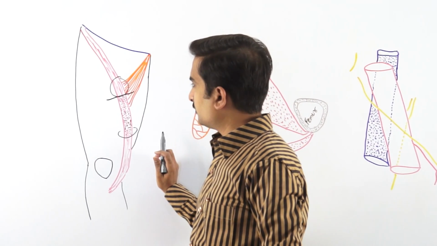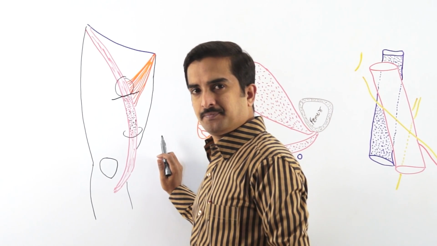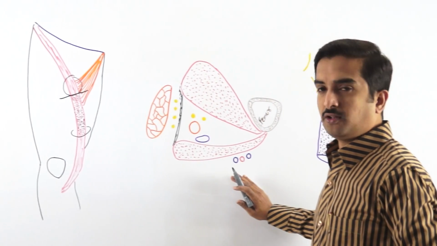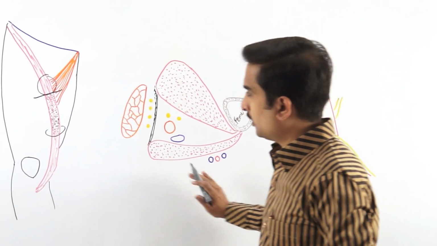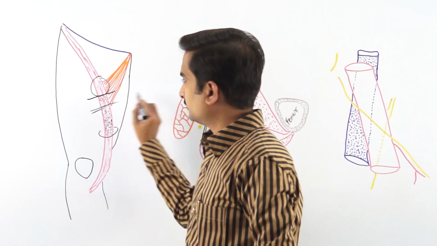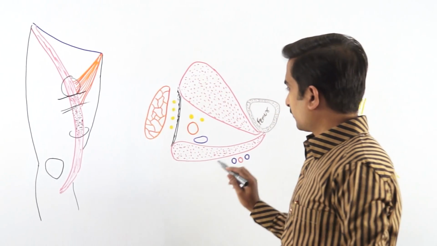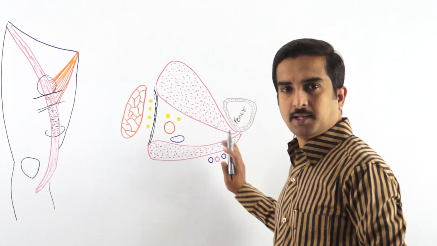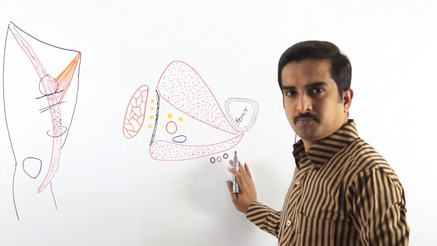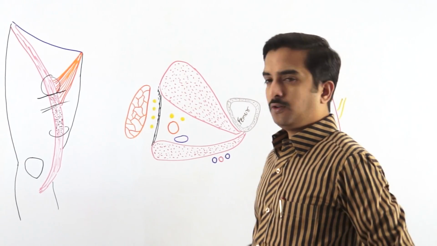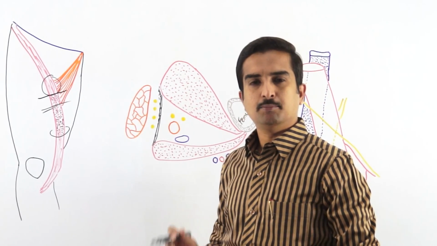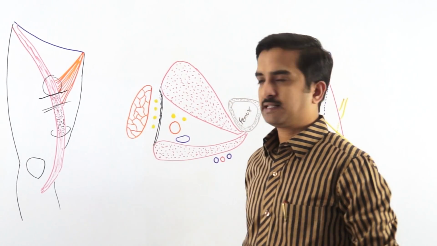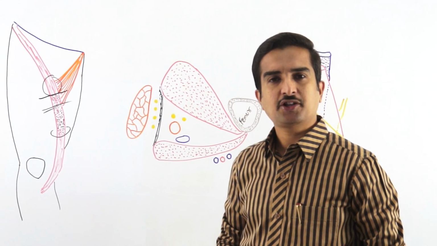For example, if you see this adductor canal in cross section, this is the cross section of the adductor canal in the upper part, where it is triangular in shape. So now we shall discuss the boundaries of the adductor canal. So let's have a quick review of the extension of the canal.